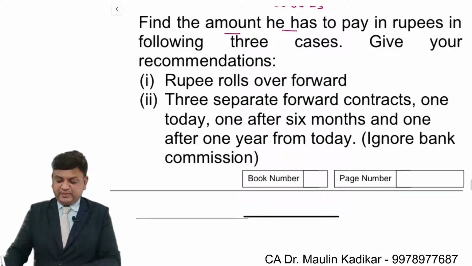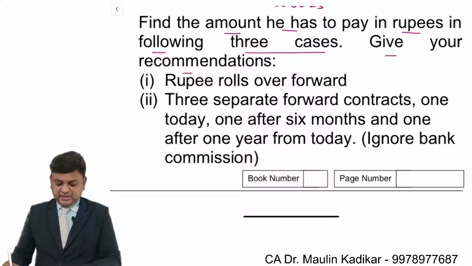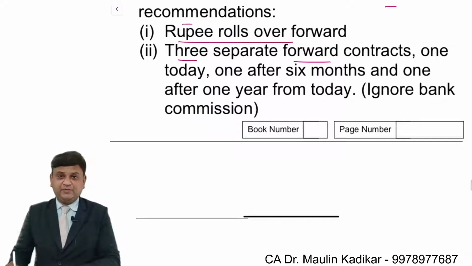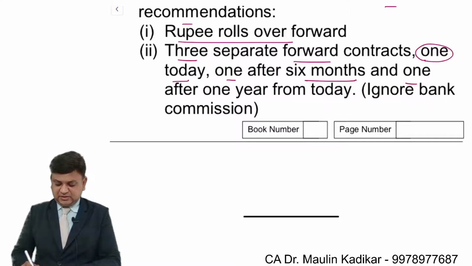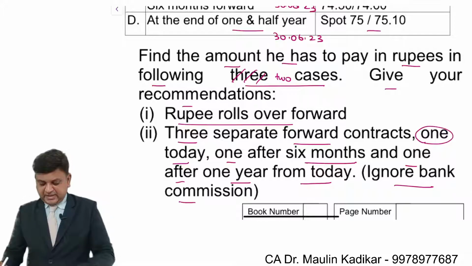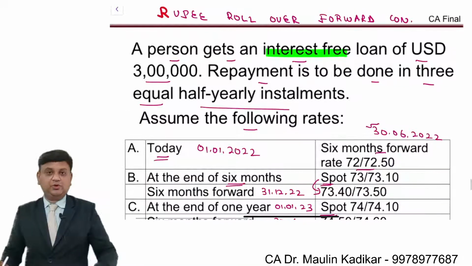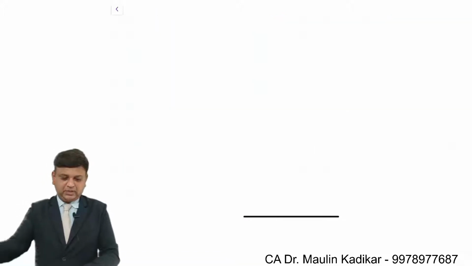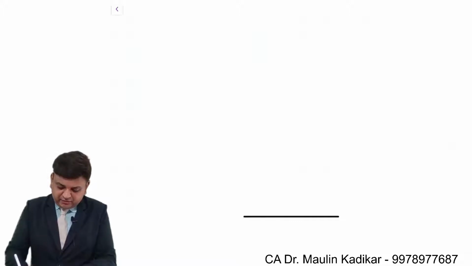Find the amount he has to pay in rupee in the following cases. Give your recommendation. Rupee rollover forward contract, and 3 separate forward contracts, 1 today, 1 after 6 months, and 1 after 1 year from today. Ignore bank commission. So it is 2 cases. Okay, instead of 3 make it 2. That is the question. Please go through the question, all of you. Chalo, write down heading rupee rollover forward contract.